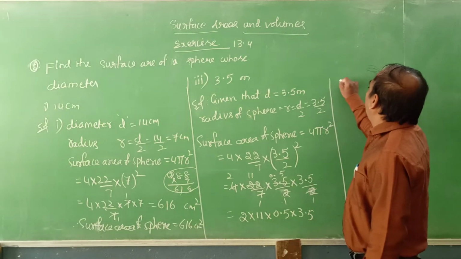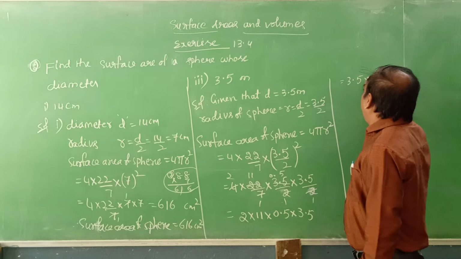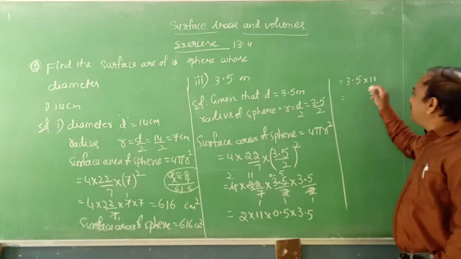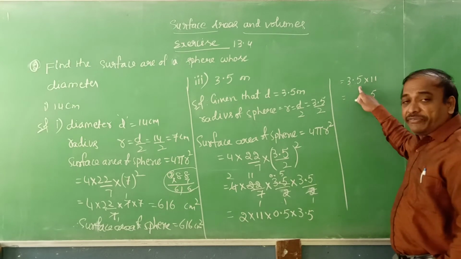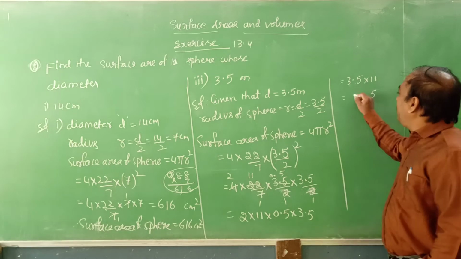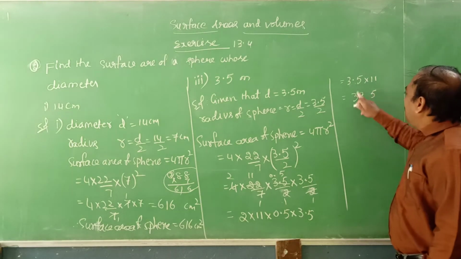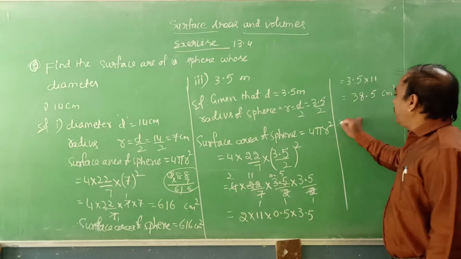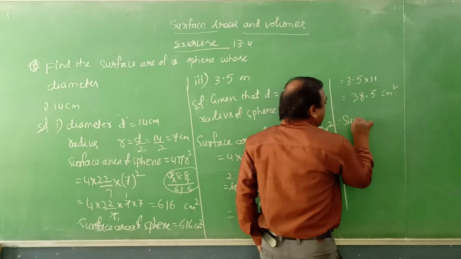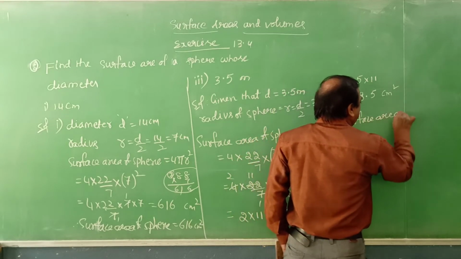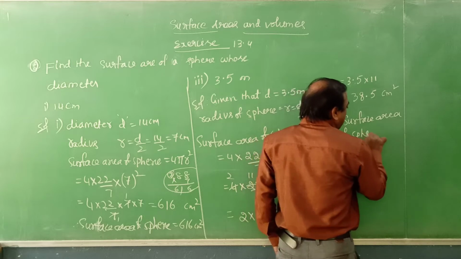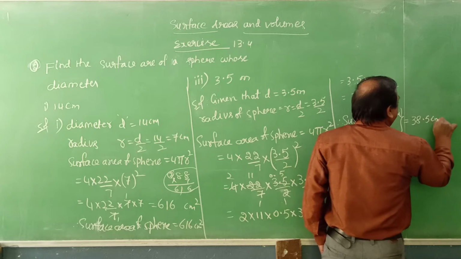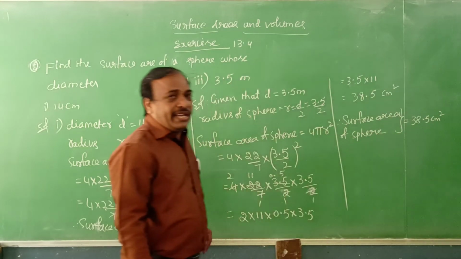So 11 into 3.5. 11 5s are 55. 3 remains. 11 3s are 33 plus 5, 38. And the point is there. So 38.5 centimeter square. Therefore, the surface area of the sphere is equal to 38.5 centimeter square.